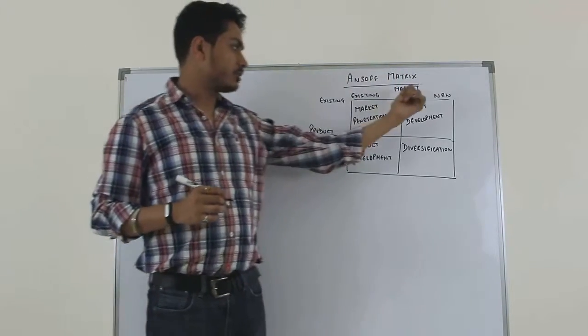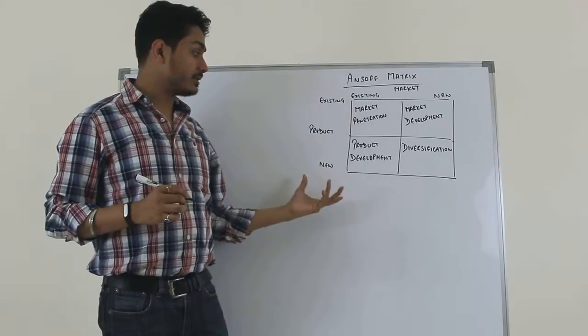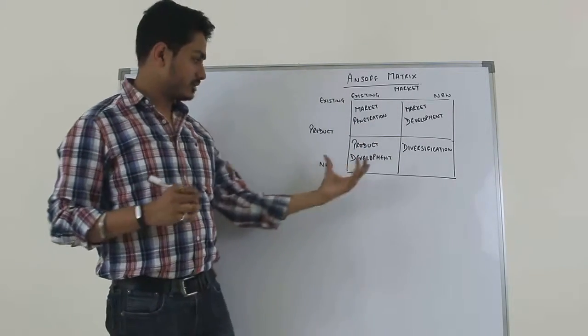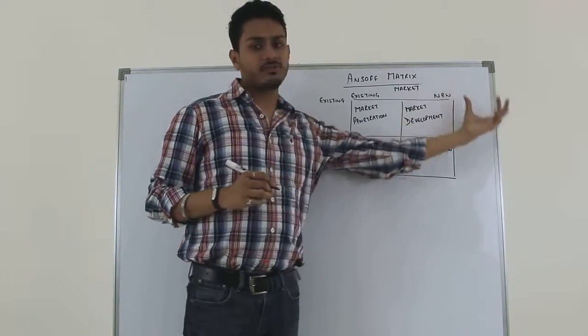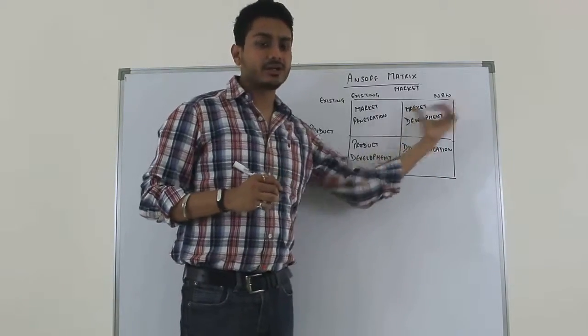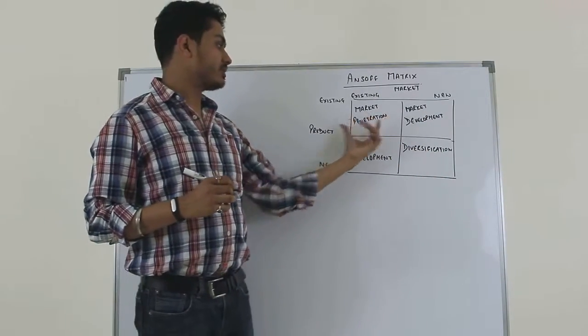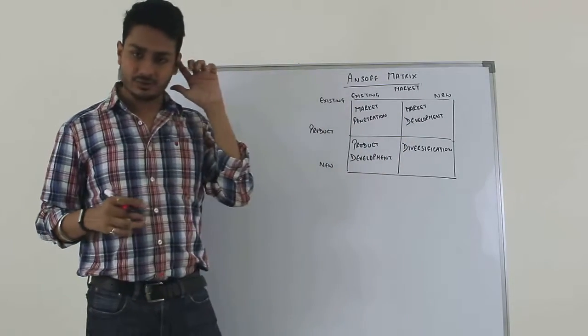So Ansoff matrix talking about market and product, and a combination of them basically gives companies four different strategies. So it's product development when you're developing a new product, it's market development when you're developing a new market, it is diversification when both the product and the market is new, and then you have market penetration wherein you have the product which exists and the market which also exists.